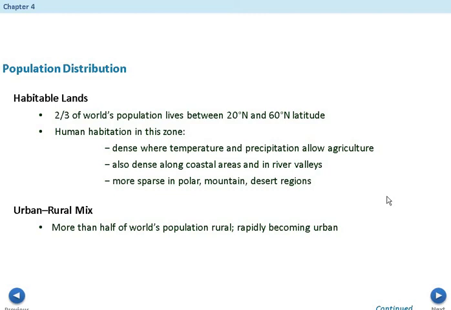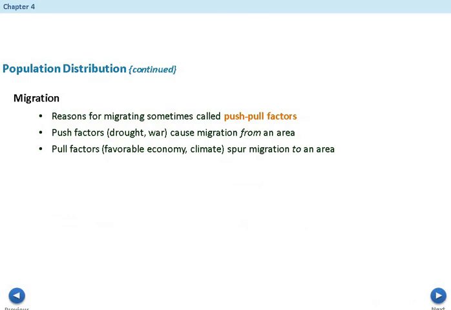Now, urban and rural. More than half the world's population is rural, but is rapidly becoming urban. What is urban? Urban is going to be cities. Rural is going to be more of the countryside. So what we see is that people are migrating to these areas because of something called a push-pull factor. Push-pull factor, very important in geography.